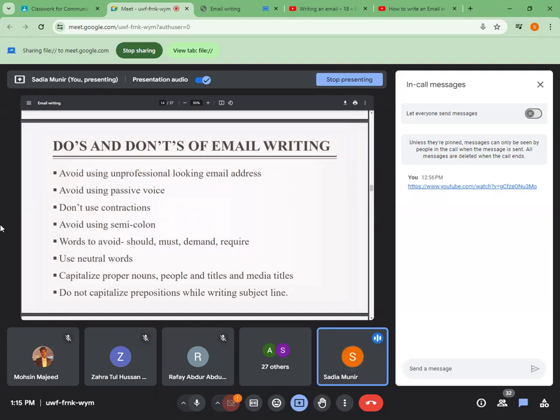Then we have, avoid using passive voice. Take charge of your write-up. I के साथ use करें. Personal pronouns use करें. ठीक है. Don't use contractions. जैसे इसी line में "don't use contractions" में contraction use हुई हुई है. Do not लिखें. ठीक है. Don't मत लिखें, क्योंकि don't जो है वो spoken English को attributed है, not to the written English. Then avoid using semicolons, words to avoid such as should, must, demand, require. Use neutralized words, capitalized proper nouns. यानी सारी grammatical issues and intentional mistakes नहीं होनी चाहिए. Do not capitalize prepositions while writing in the subject line. This is important to remember.